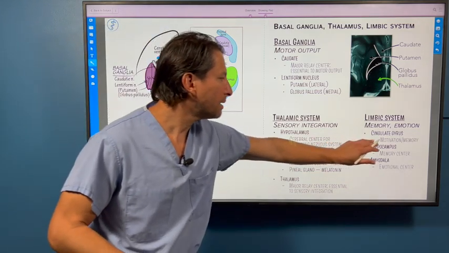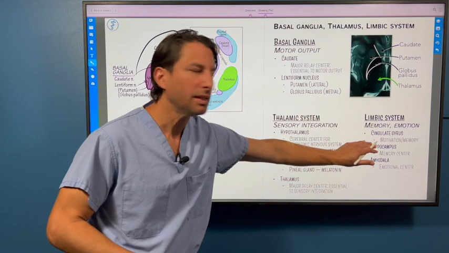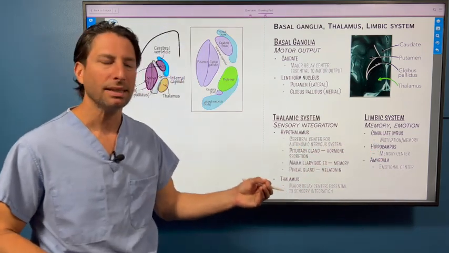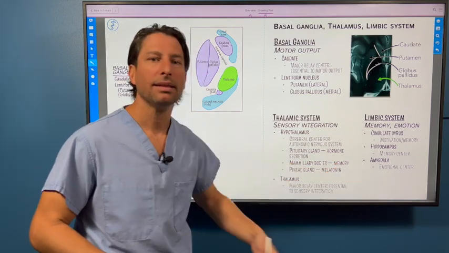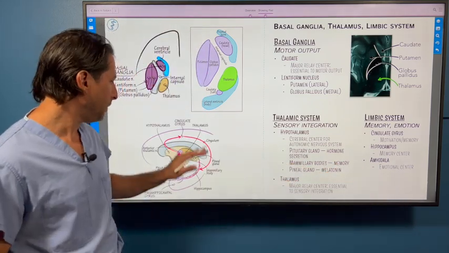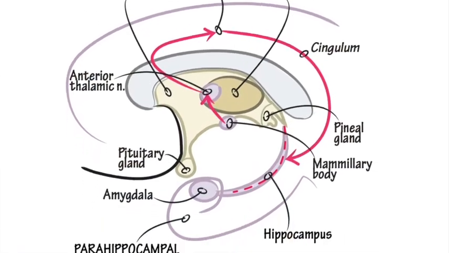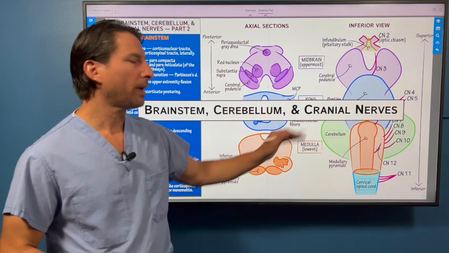Limbic system, cingulate gyrus for motivation and memory, the hippocampus, this key memory processing center, and then the amygdala, this key emotional center. We can see all of this interconnected in the Papez circuit here. Brainstem, cerebellum, and cranial nerves.